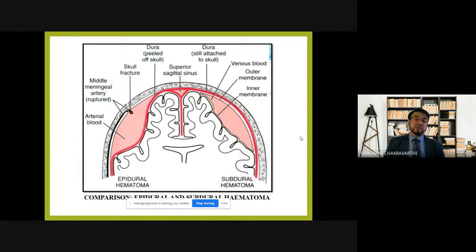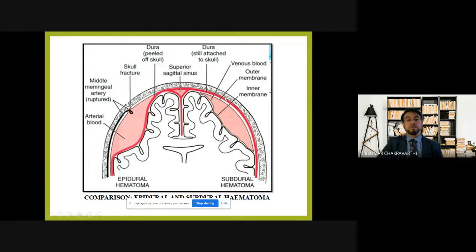Now here is a comparison between an epidural and a subdural hematoma. On the left side is an epidural hematoma. You can see that the dura is pushed in and it compresses the brain. And there's blood accumulated between the skull and the dura mater. The most common cause for this is usually a skull fracture, such as rupture of the middle meningeal artery. The blood accumulated is arterial blood. While in a subdural hematoma, the dura is still attached to the skull.